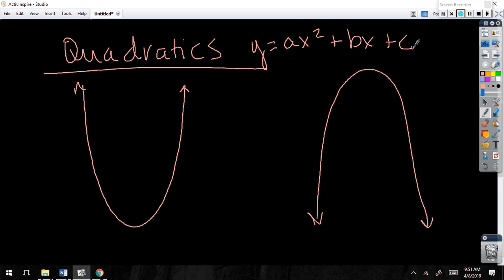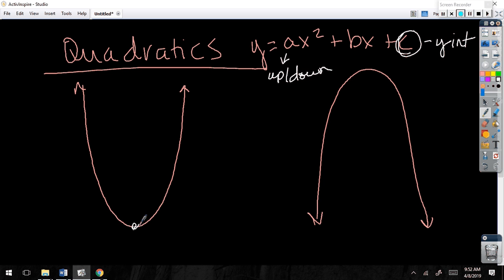What would cause my parabola to be happy or sad, up or down? Negative or positive a. Good job. Tell me what else you know. c is the y-intercept. Good job, Cindy. What else do you know? This tells me up or down.